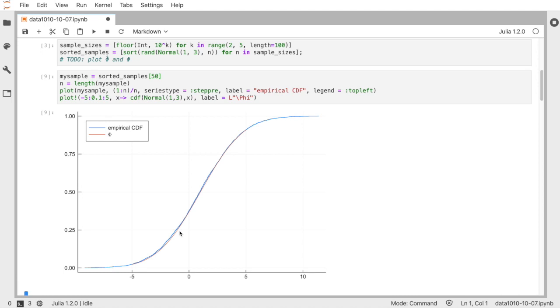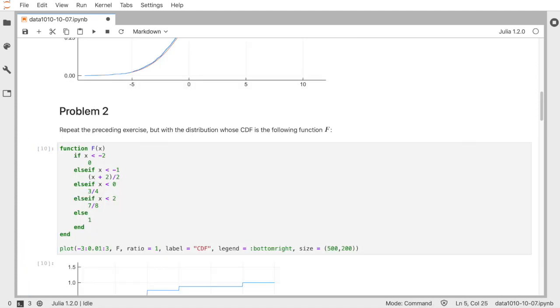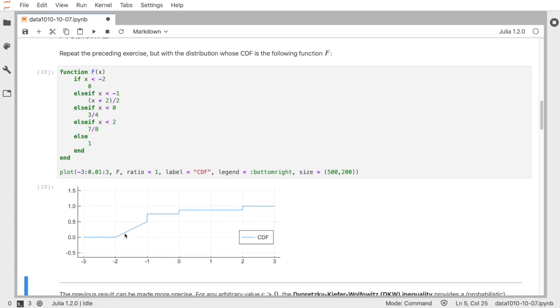So any stuff we want to do with the distribution that involves the CDF, it's probably going to be fine to just use the empirical CDF instead. So in problem 2, we raise the challenge level a little bit by giving ourselves this cumulative distribution function to try to sample from.